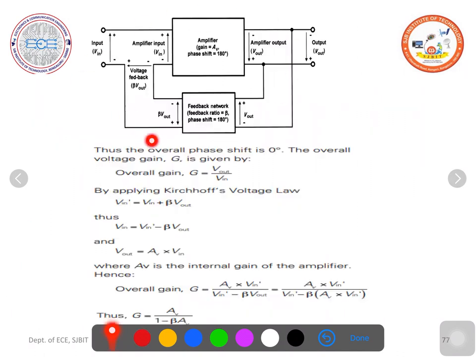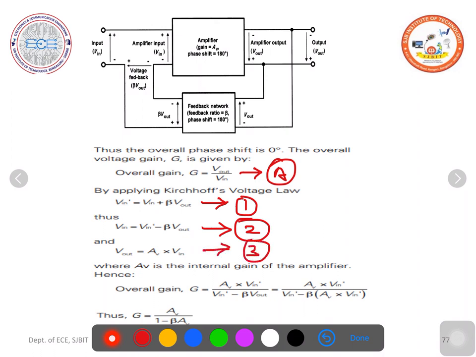The same network is redrawn here. Overall voltage gain G is equal to V out by V in. V in dash is equal to V in plus beta V out. Let us call this equation 1. So from equation 1 we can write V in is equal to V in dash minus beta V out. Then V out is equal to AV into V in dash. So that also we have seen in the previous slide.